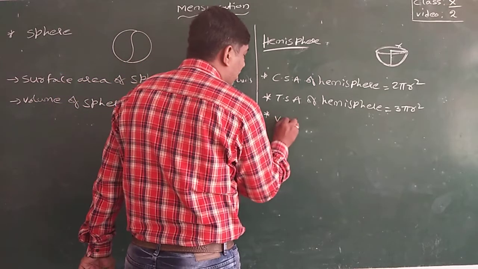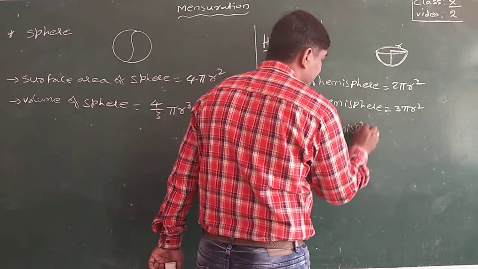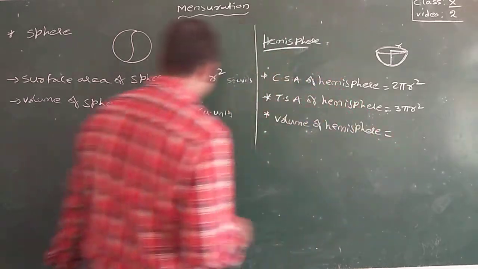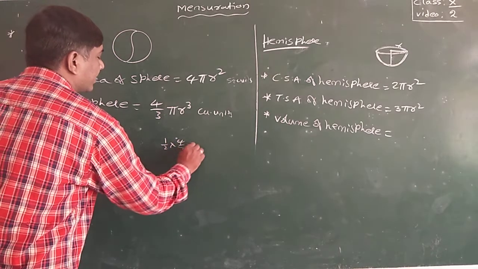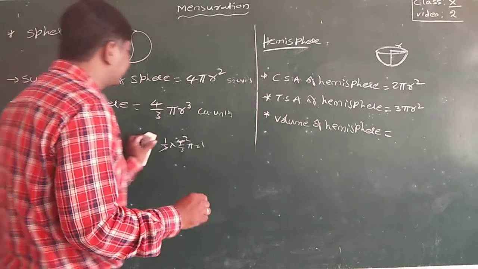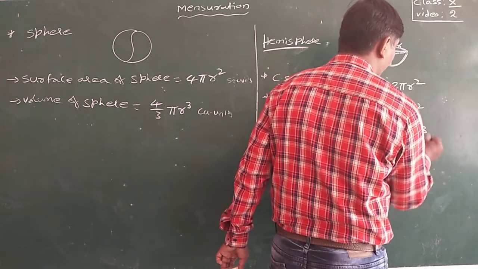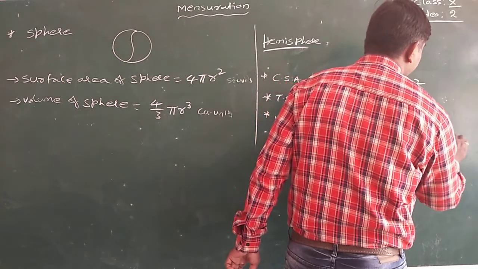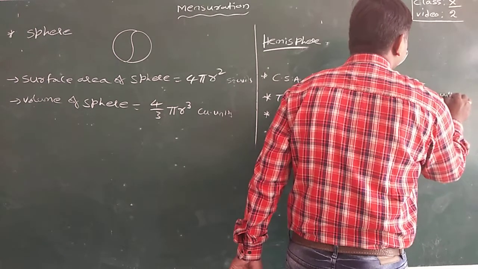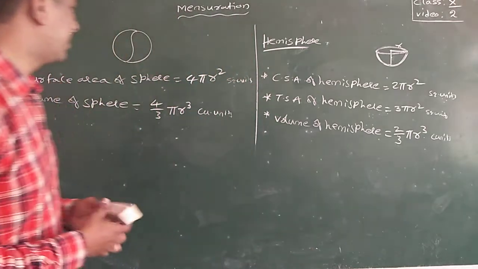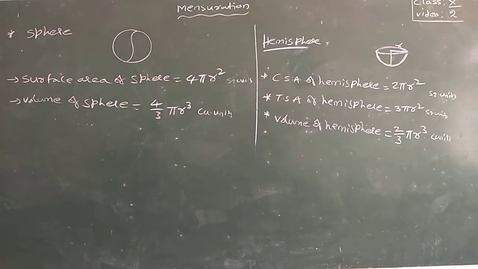Next, volume of hemisphere. Volume of hemisphere is equal to 1 by 2 into 4 by 3 pi r cube. So 2 ones are 2, 2 twos are 2 by 3 pi r cube. This is cubic units. This is square units. This is also square units. In hemisphere, TSA and CSA are different, but in sphere only one. Okay, write this one.